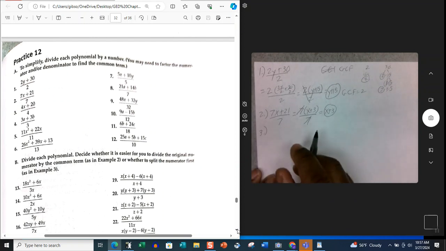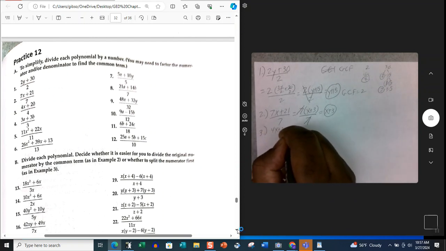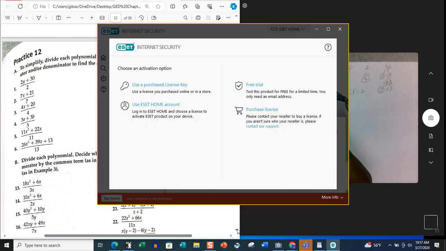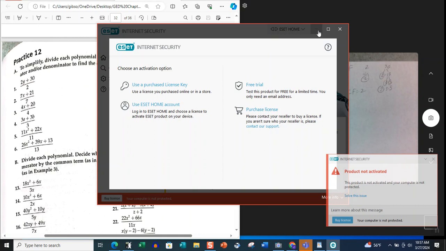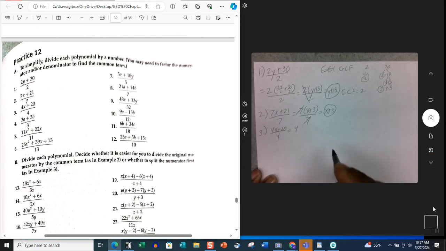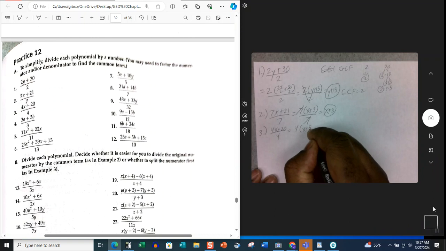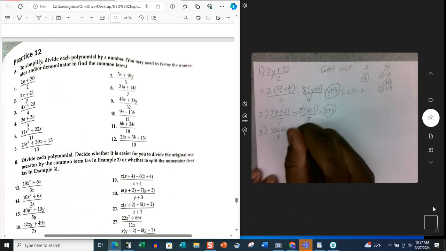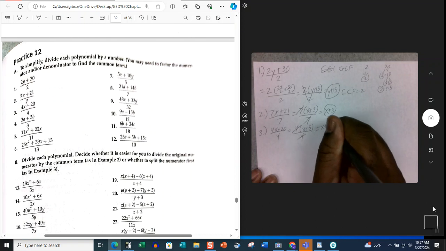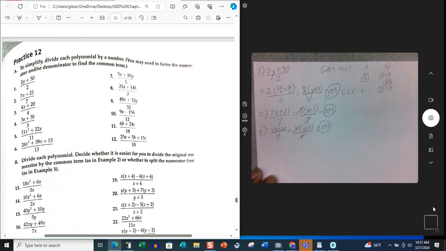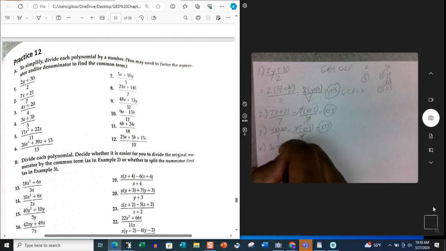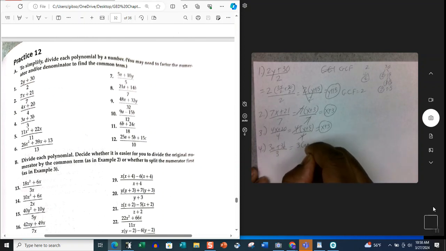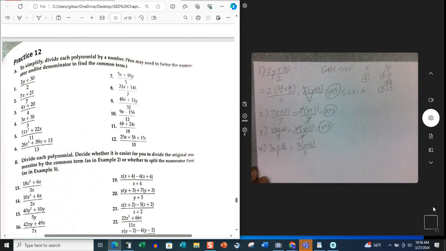Now number 3, we have 4x plus 20 divided by 4. 4x and 20 have 4 in common. And then in parentheses, you have x plus 5 divided by 4. These 4's will simplify out, and you have x plus 5. Okay, problem number 4. You have 3a plus 3b all over 3. These two you can factor out a 3, and you have a plus b all over 3. These 3's will simplify out and leave you a plus b.